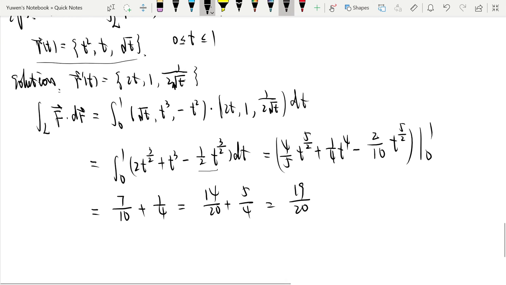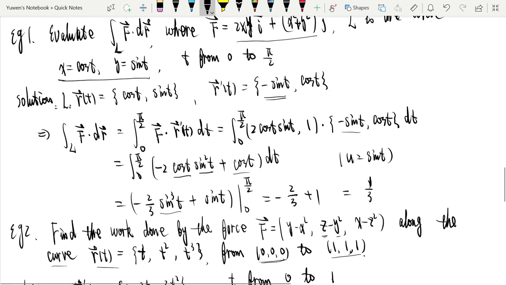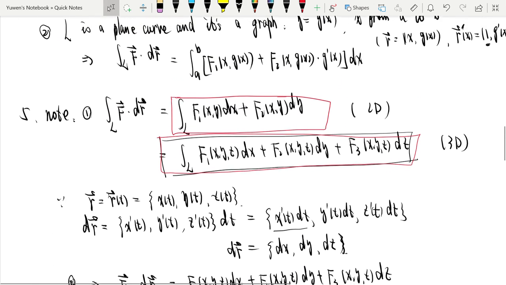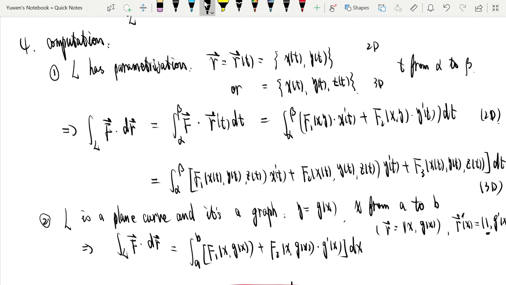Okay, sorry. So here should be 12 and 17. Sorry. Okay, that's the line integrals of vector fields, and we use this formula to find its values.